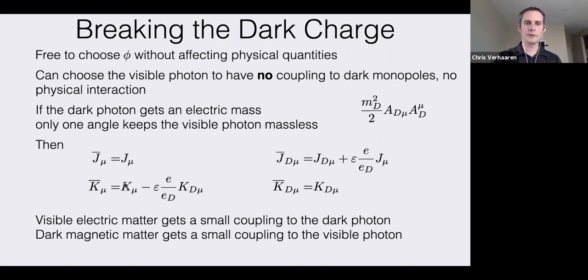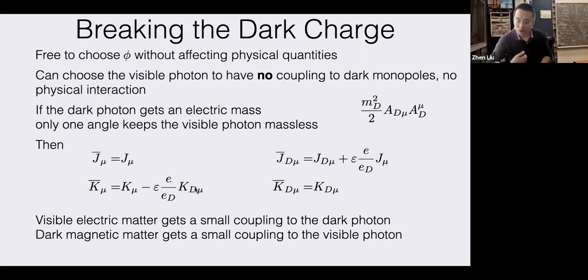So just take in the visible sector K to be 0. There are no monopoles in our sector, and if you like, you can set J dark to be 0. So there are no electric fields in the visible or in the dark sector. That's fine too. And you just have that in the visible sector. What would we see? We'd have our normal electric particles, and then we'd have a small coupling to these dark magnetic particles. I see.